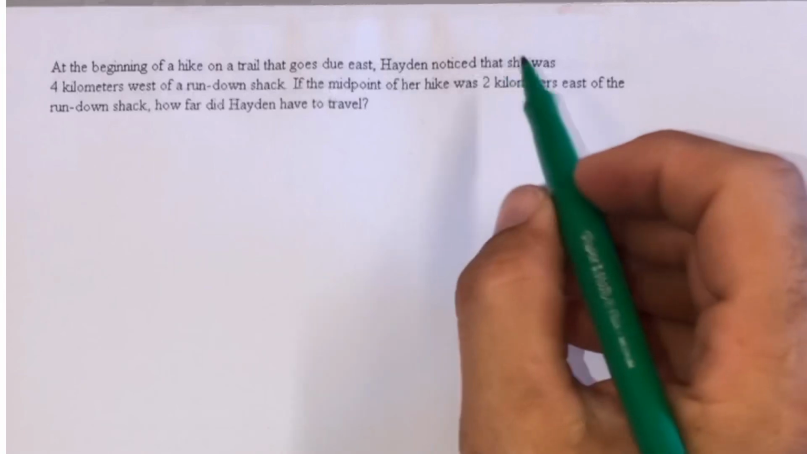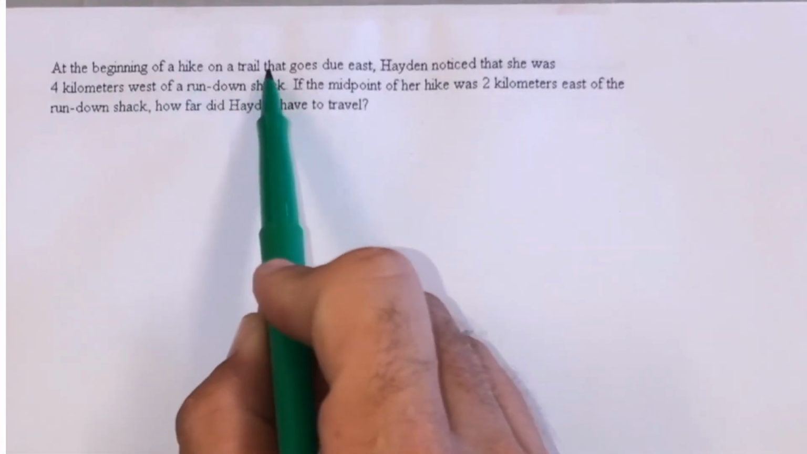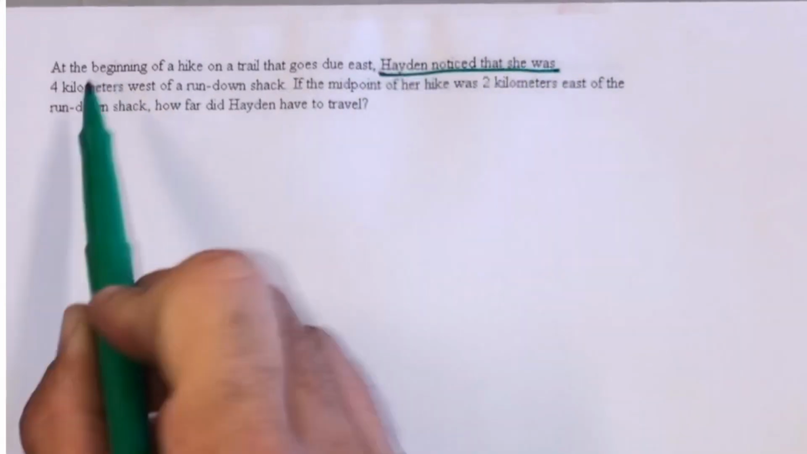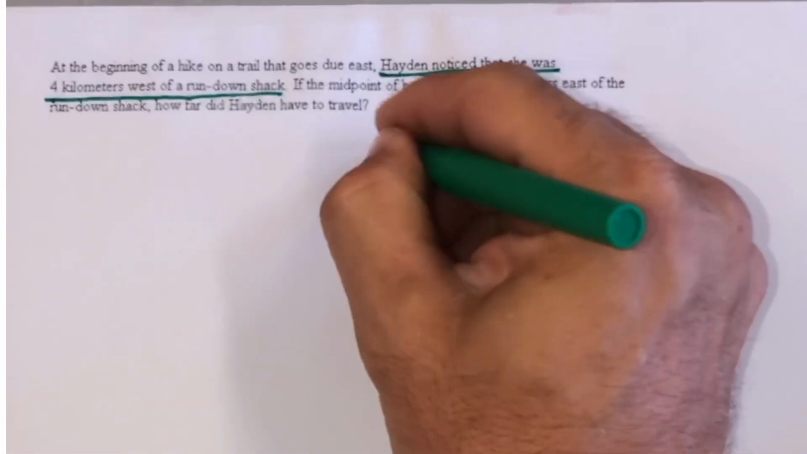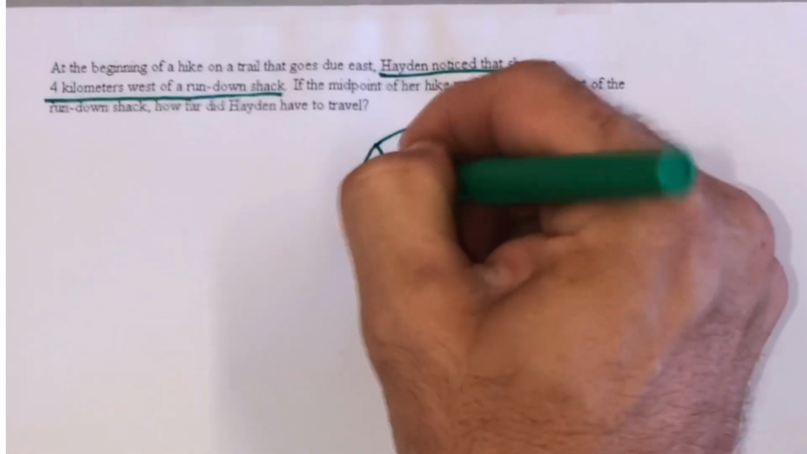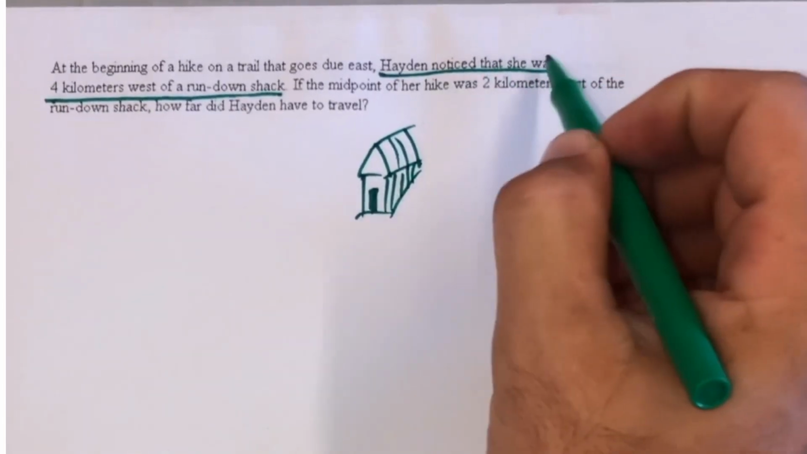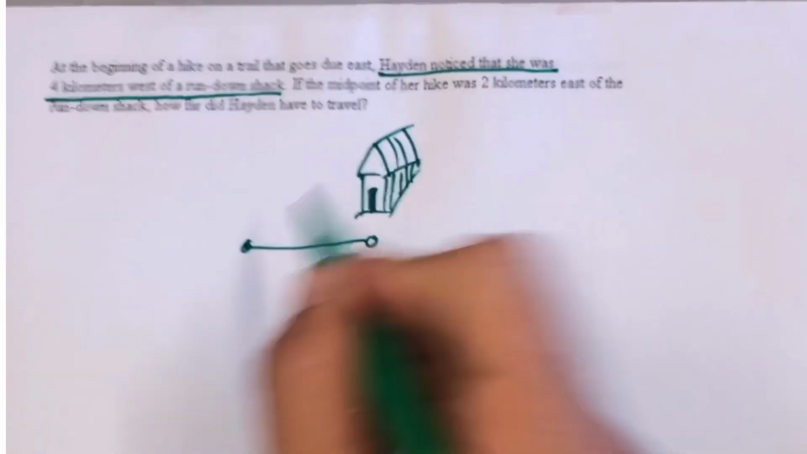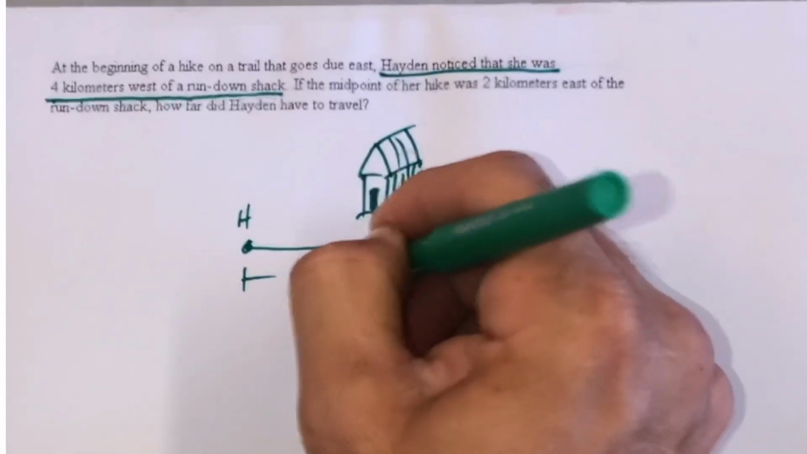Again, same type of question where you're making a diagram. At the beginning of a hike on a trail that goes due east, Hayden noticed that she was 4 kilometers west of a rundown shack. So feel free to draw a shack, right? Don't be afraid here. Then you're going to put Hayden to the west, to the left. So here's Hayden. She's 4 to the west.